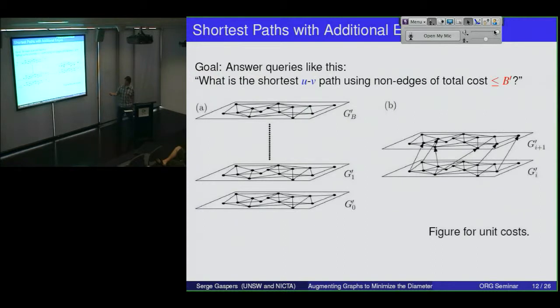So we take our graph, we make b plus 1 copies of it. And if we have at our disposal a budget of b prime, then assume for a moment that we have unit costs to simplify the description. So we will need to get from a vertex here to a vertex at level b prime with a shortest path. And between the levels, we add the non-edges. So when we go from the lowest level to level b prime, we make sure that we use at most b prime non-edges of the graph. These non-edges are actually directed edges between the copies, and you can only go upwards using non-edges. So using one non-edge, you go one level up.